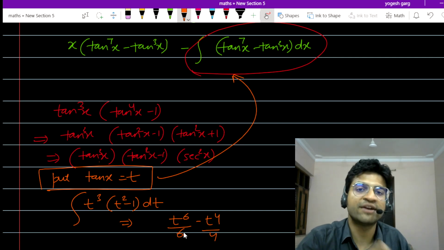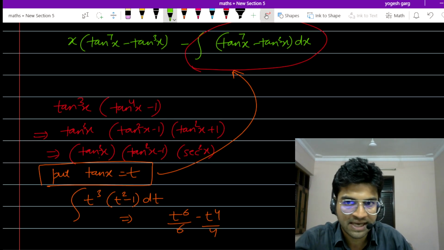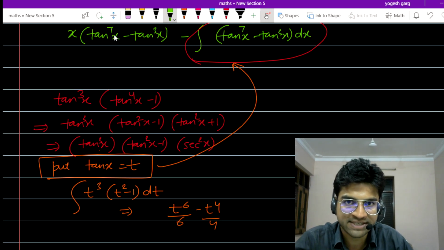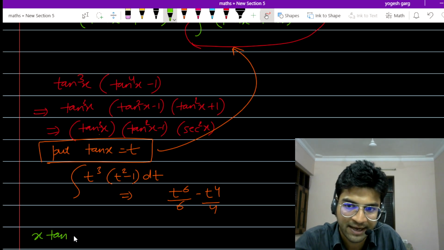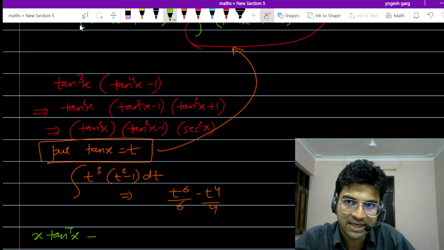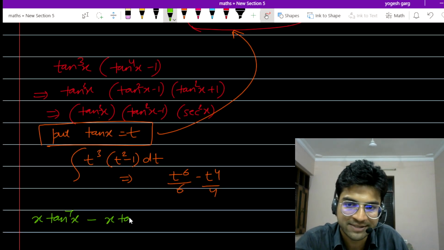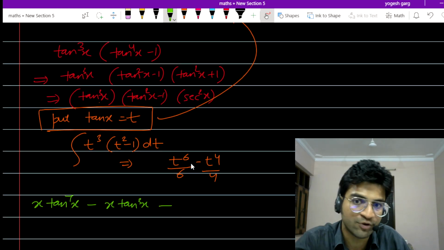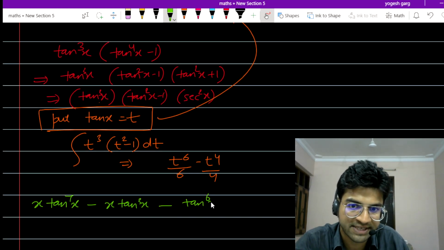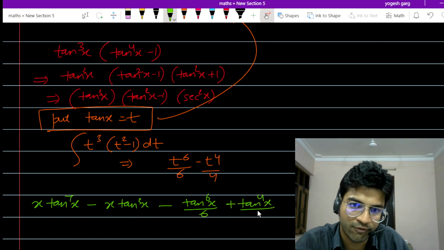But we have to write it in terms of tan x. So finally our expression will be, first term is x into tan x to the power 7, right? So first is x into tan x to the power 7 minus, second was x into tan cube x, so basically x into tan cube x. Then you have minus sign, minus and then t to the power 6, t is tan x, so tan to the power 6 x upon 6 plus tan x to the power 4 upon 4.